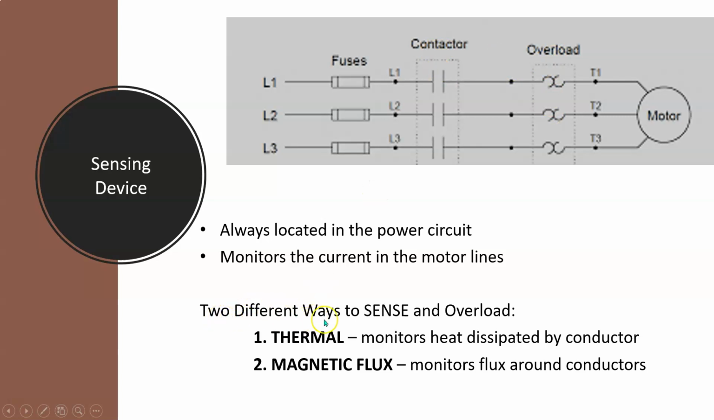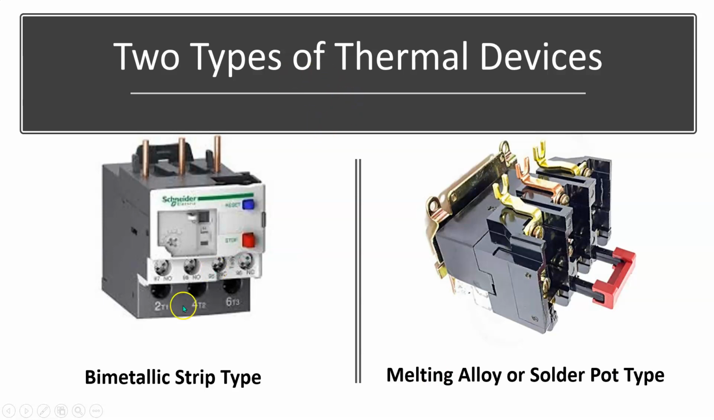So there's two different ways to sense an overload. There's one called thermal, which we kind of talked about in the breakers, and magnetic flux, which we also talked about in the breakers. Thermal monitors heat dissipated by the conductors, so whenever you put a current through a conductor, it's going to make heat. And the magnetic flux type monitors the flux around the conductors. So, two types. There's bimetal strip, the same as what we talked about in the breakers. And here's a different one, a metal alloy or solder pot type, which we have not talked about.